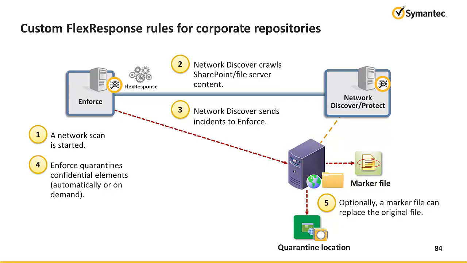For this FlexResponse plugin and rule, the Network Discover target definition must have write access for both the quarantine location and the original location of the document in order to release the SharePoint documents from quarantine. The installation process and requirements for the SharePoint Release from Quarantine FlexResponse rule are documented in the Symantec Data Loss Prevention SharePoint Quarantine FlexResponse Plugin Implementation Guide, found on the support.symantec.com website.